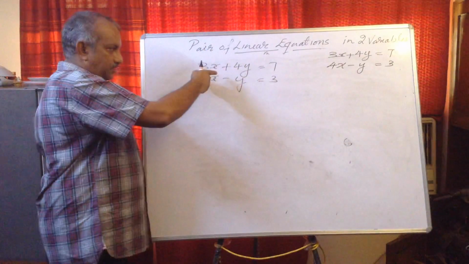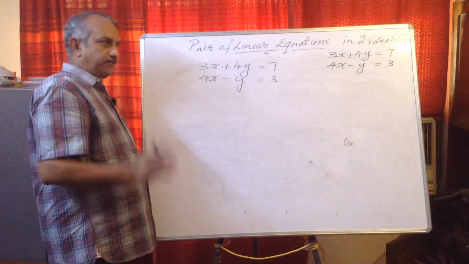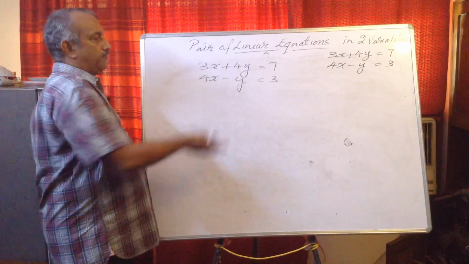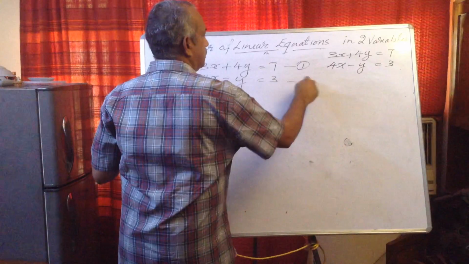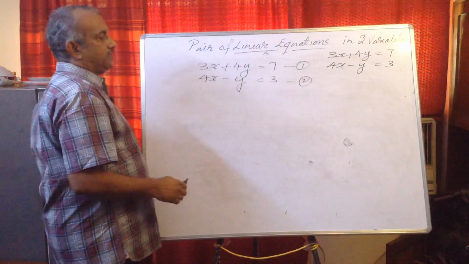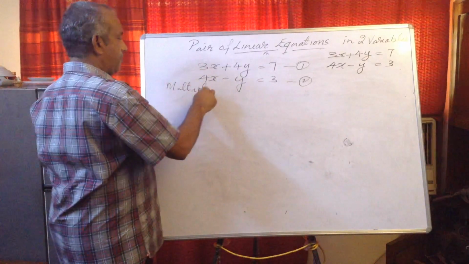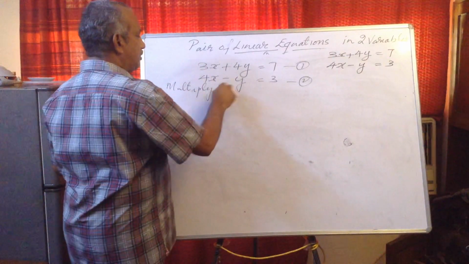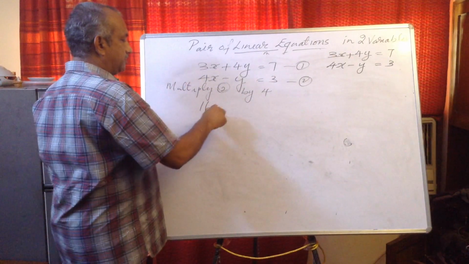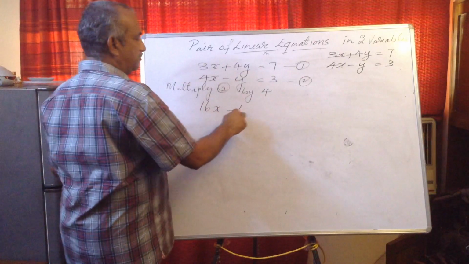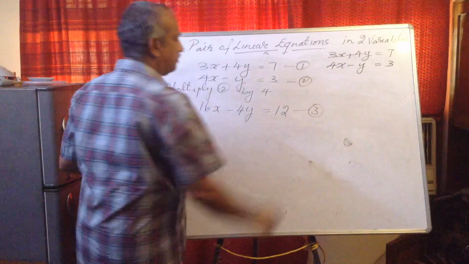Now suppose you are making this one 12 by multiplying first one by 4 and second one by 3, definitely you will get correct answer only. But I am looking for whichever is easy. I am writing this one as 1, this one as 2. So I am only multiplying the second one by 4. Multiply equation number 2 by 4. So this will become 16x minus 4y is equal to 12. I am writing this as equation number 3.